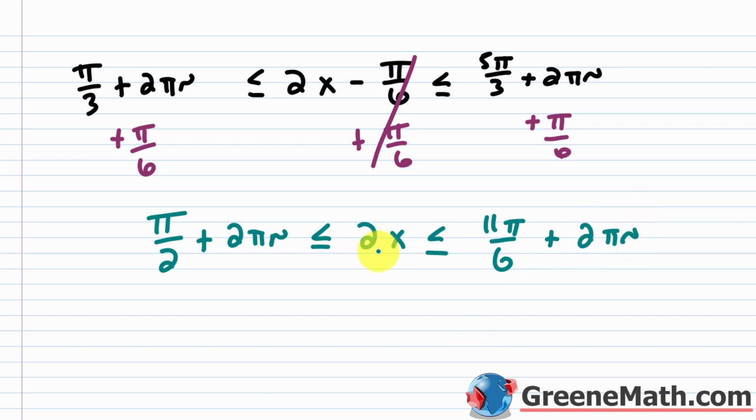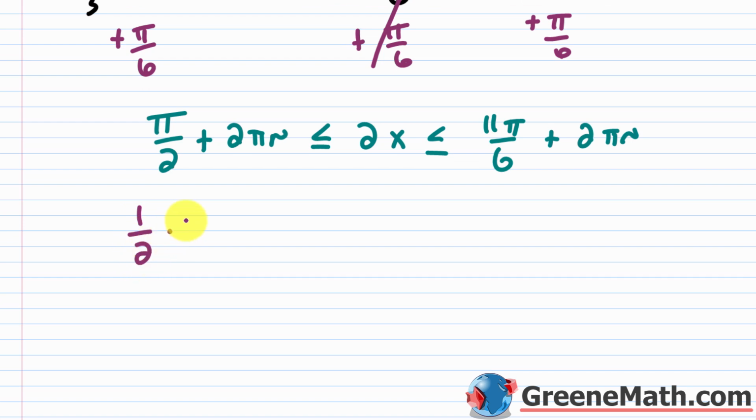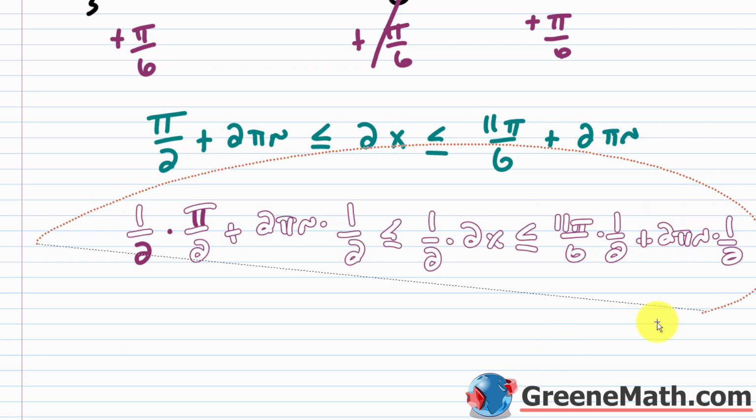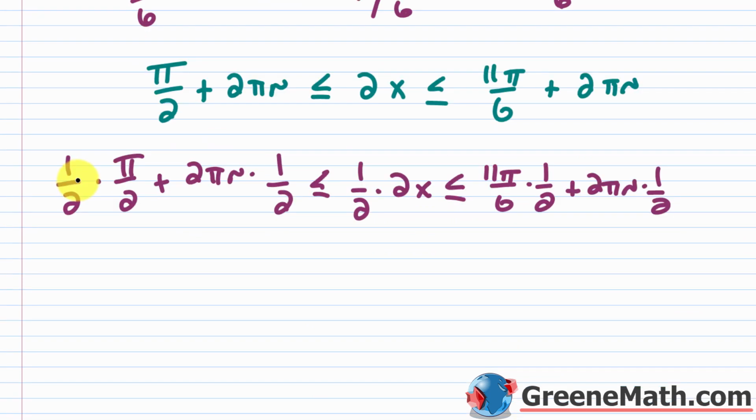And now I just want x by itself. So I'm multiplying here by 2. So what you need to do is divide each part by 2. A good way to do this, because you have fractions involved, is just to multiply everything by 1/2. And let me show that so nobody gets lost. So you're going to have 1/2 times pi over 2 plus 2 pi n times 1/2, less than or equal to 1/2 times 2x, which is less than or equal to 11 pi over 6 times 1/2 plus 2 pi n times 1/2. Let me grab this real quick and slide it over so it fits. 1/2 times pi over 2, that's going to be pi over 4.